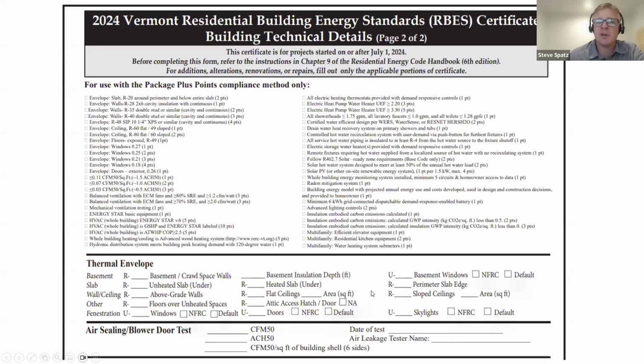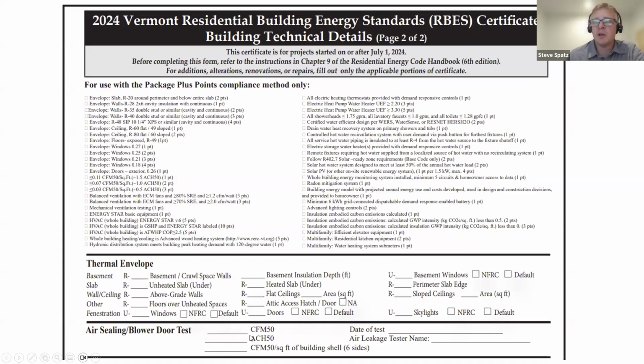So this is where you're defining what performance specifications the building shell and different components of the building were built to. So you're putting in the actual as-built values for each component of the building that is relevant to the build in this thermal envelope section.